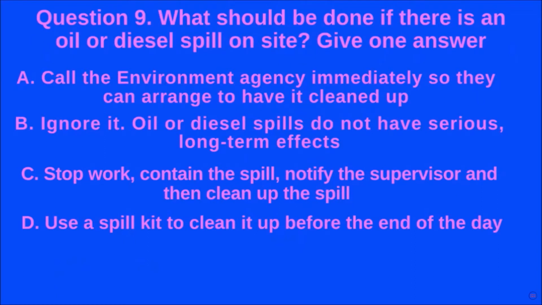Question 9. What should be done if there is an oil or diesel spill on site? Give one answer. A. Call the Environment Agency immediately so they can arrange to have it cleaned up. B. Ignore it. Oil or diesel spills do not have serious long-term effects. C. Stop work, contain the spill, notify the supervisor and then clean up the spill. D. Use a spill kit to clean it up before the end of the day. C. Is the correct answer.